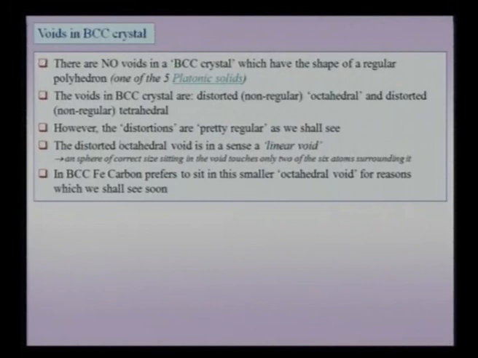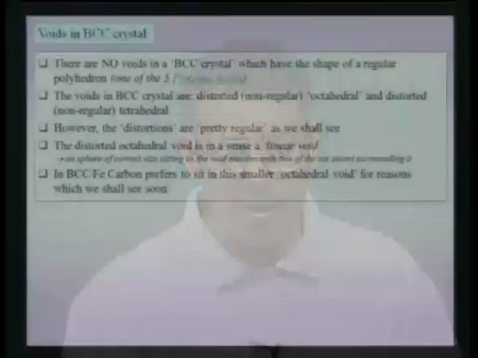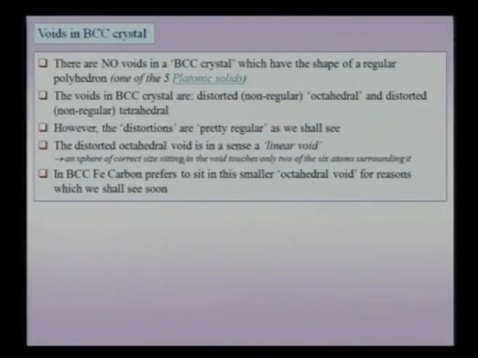An important point to be noted, and we will actually try to make some calculation based on this concept, is the fact that the distorted or non-regular octahedral void is actually not even an octahedral void. In other words, an atom of the right size sitting in this octahedral void actually will be touching only 2 atoms, and this is an important point to be noted. And a very surprising thing which is coming out of this analysis is the fact that in BCC iron, carbon prefers to sit in the smaller octahedral void, and we will try to understand the reasons for this based on the configurations around the voids.